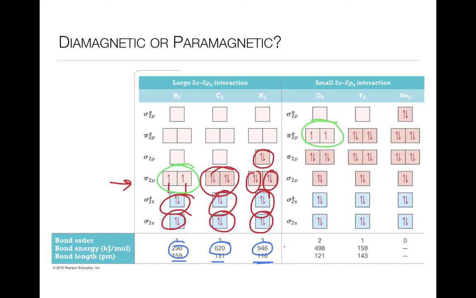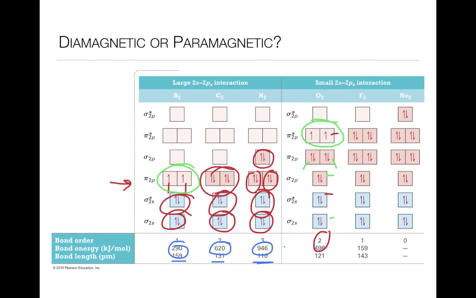I've got 2, 4, 6, 8 electrons in bonding orbitals. I've got 2, 4 electrons in antibonding orbitals, so I have 8 minus 4 over 2, so that's 4 over 2, so I get a bond order of 2, and that's what I see for a dot structure as well.